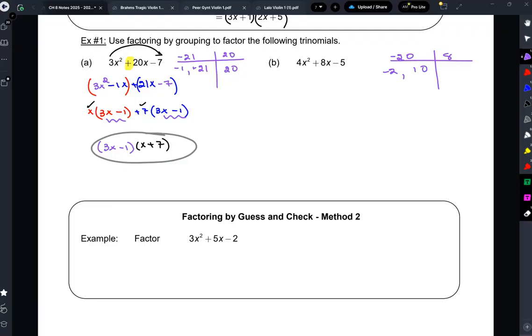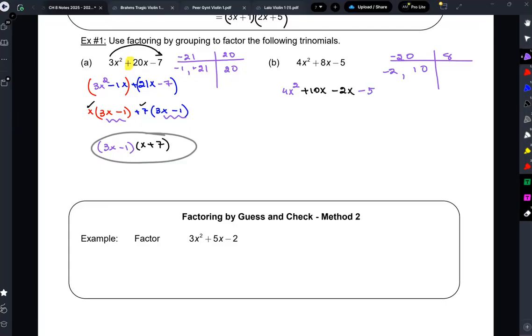So now here I have 4x squared. So how do I know which one to put first? This is kind of the tricky part, right? It has to be by trial and error. So I'm going to do plus 10x minus 2x minus 5.